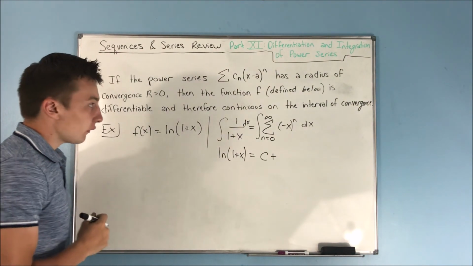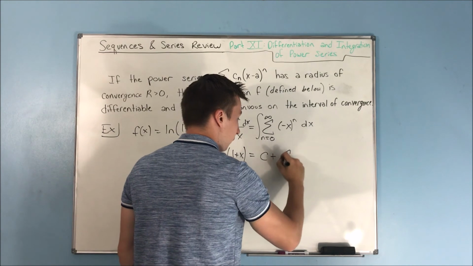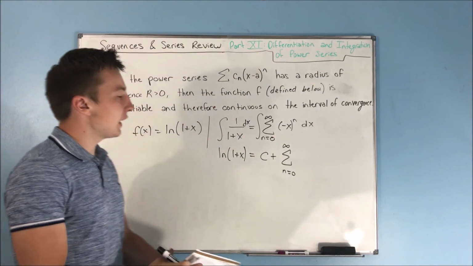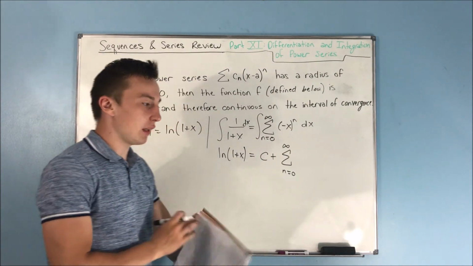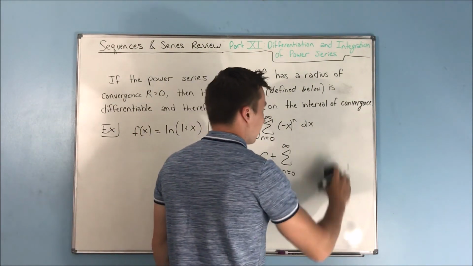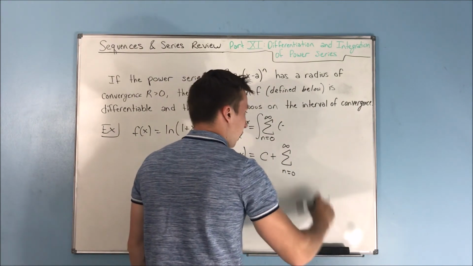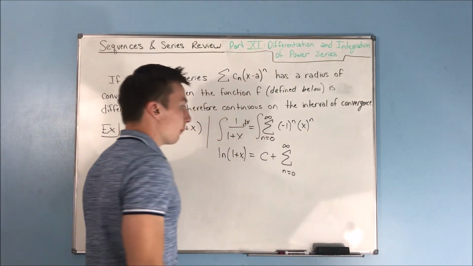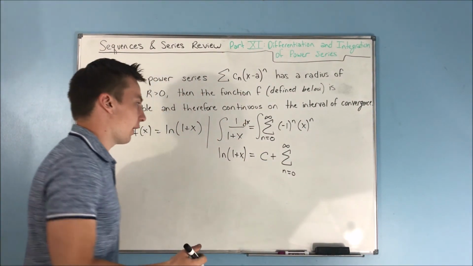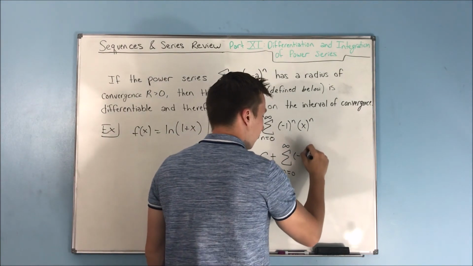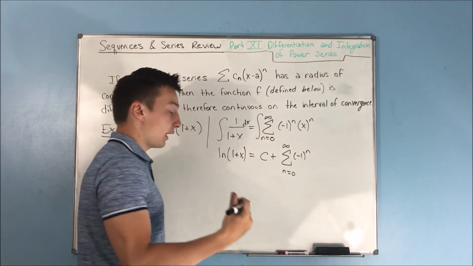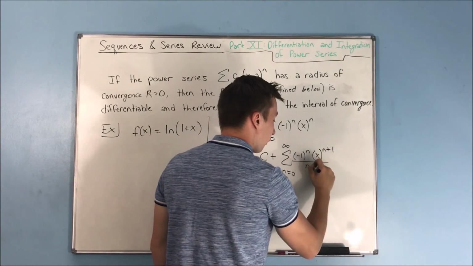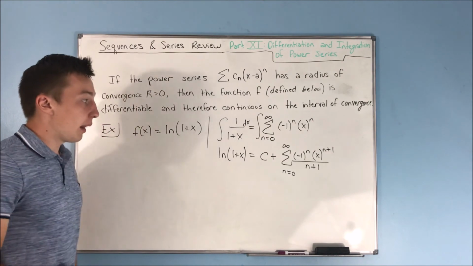And now we have the sum from n equals 0 to infinity of this negative x to the n, which is kind of going to be a little bit of a pain. It might be a little less of a pain if you rewrote it as negative 1 to the n times x to the n, because now it's easier to take the integral. You don't have to worry about the negative anymore. It's just that negative 1 to the n staying there, and you have an x to the n plus 1 over n plus 1. All right, and there you go.